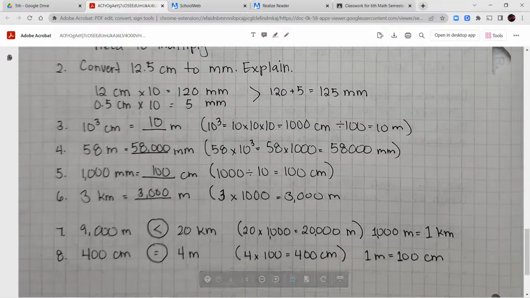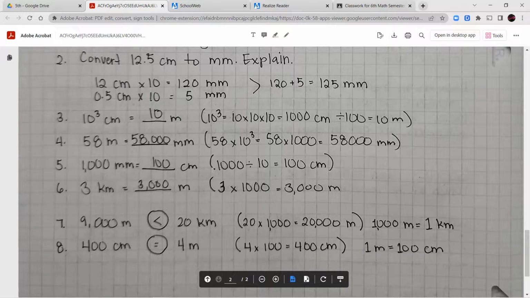Number 5 says 1,000 millimeters converted to centimeters. So if I'm going from small to big, I'm going to divide. Now I know there's 10 millimeters in each centimeter. So I'm going to take that 1,000 and divide it by 10. And that tells me that I have 100 centimeters. So 1,000 millimeters is equal to 100 centimeters.